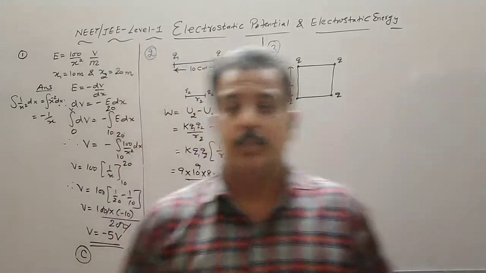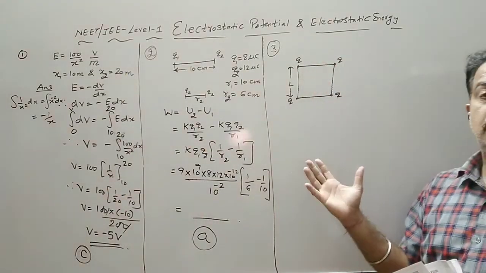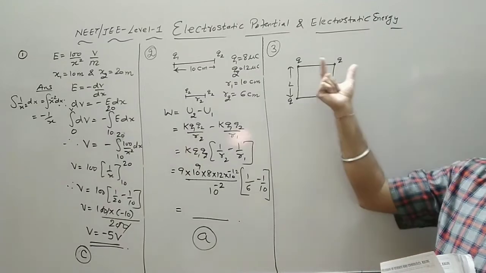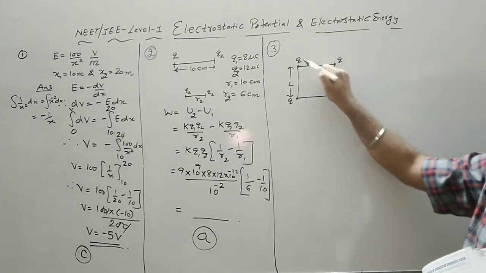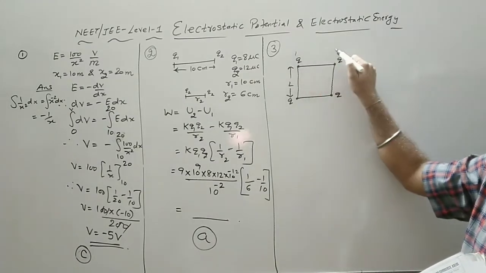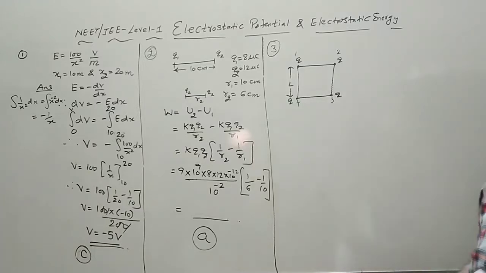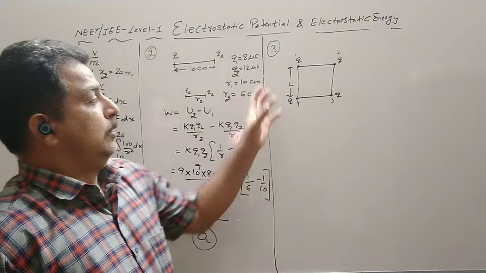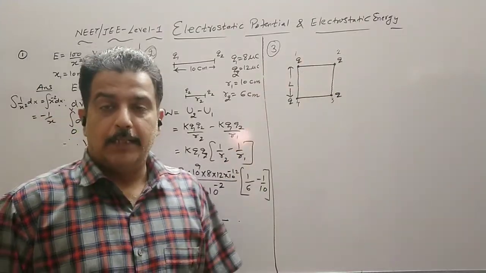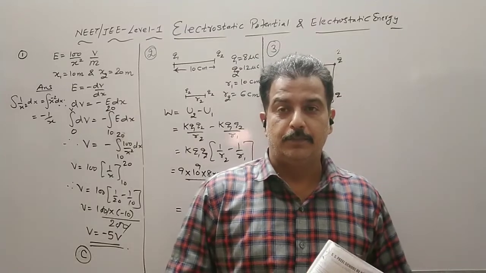Now all the charged particles are positive, so there will be a force of repulsion between the two charges. Let these charges be referred to as 1, 2, 3, 4. Initially they are arranged on the vertices of the square. So we have to find out the potential energy of the system.